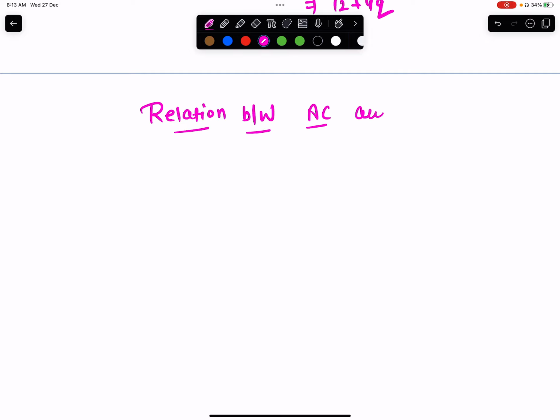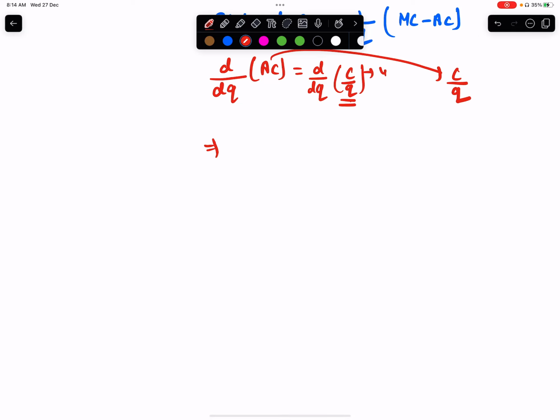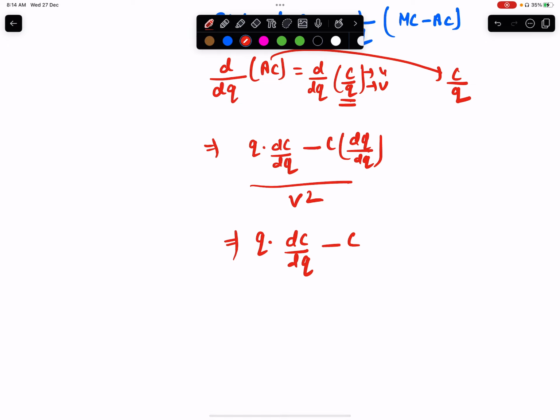C is total cost. This is the slope of AC. Now we will apply the property of what? This is the quotient rule property. So what will be this formula? This is U, this is V. First we will take V, that is Q, into dc by dq minus U, sorry, C dq by dq, by V square: Q into dc by dq minus C by V square.